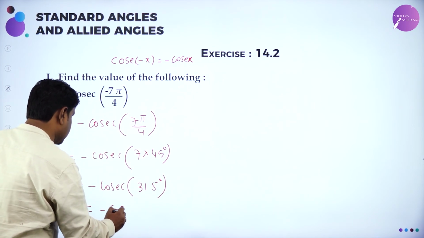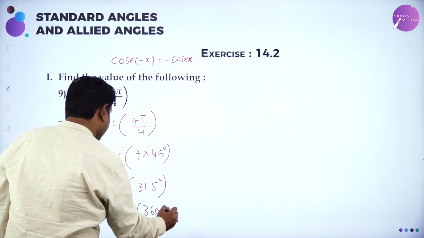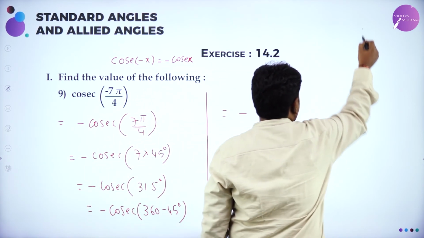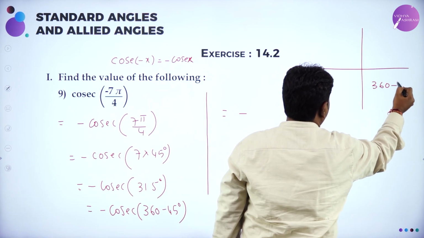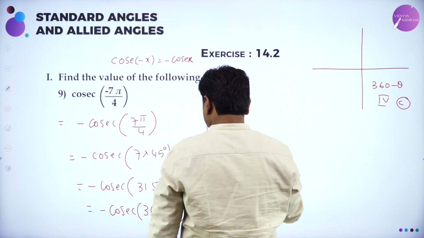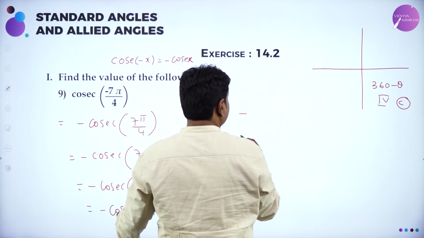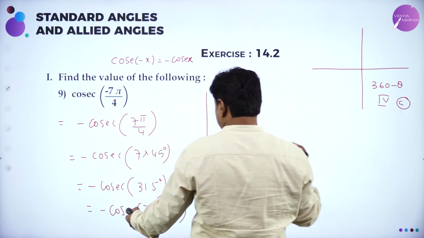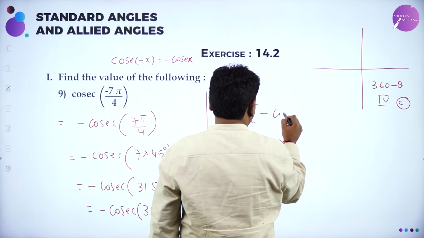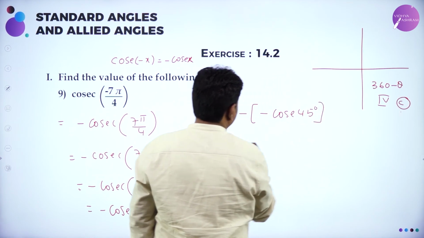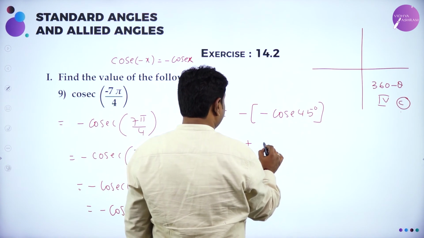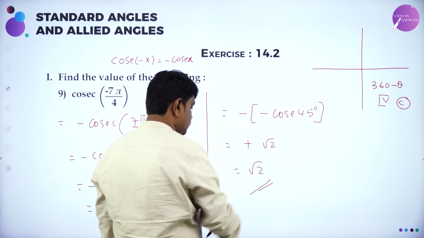315 is near to what? 360. I can write it as 360 minus 45. Now it is in the form of 360 minus theta. 360 minus theta lies in which quadrant? Fourth quadrant. In the fourth quadrant, the alphabet is C. The question here is cosecant. C means cos or secant, and this is not cos or secant, so it does not match. So again it will become minus; already one minus outside, so minus cosecant 45 it will be. Minus of minus becomes plus. Cosecant 45 is the reciprocal of sin 45. So cosecant 45 is root 2. So plus root 2 is the answer.